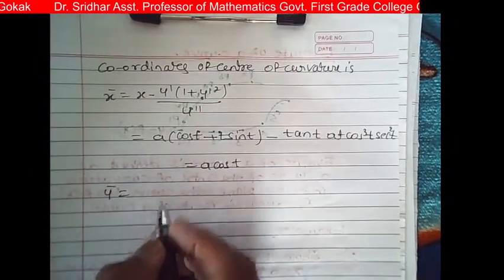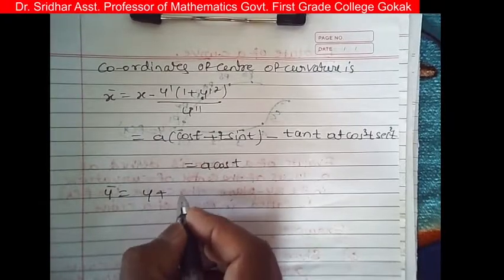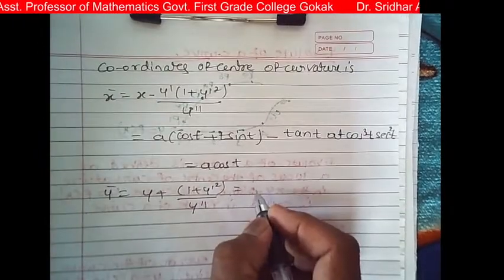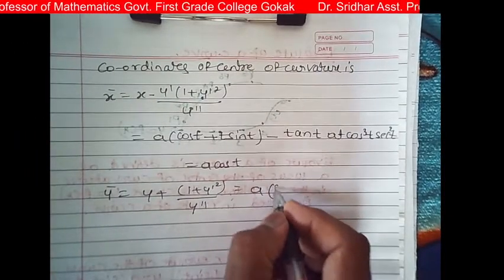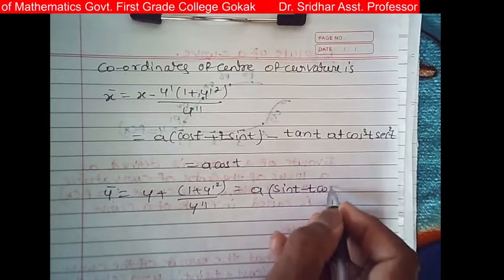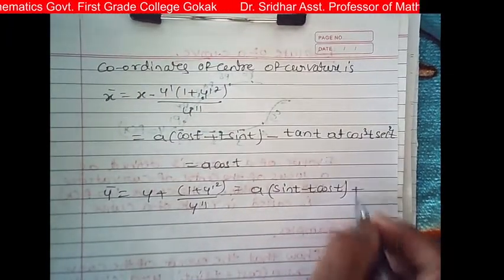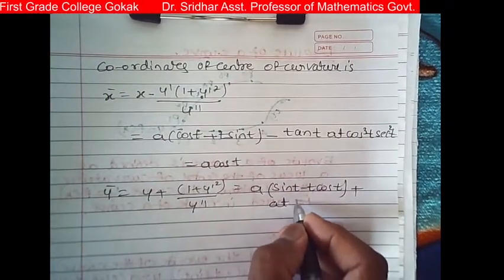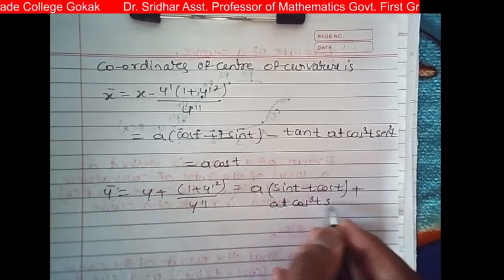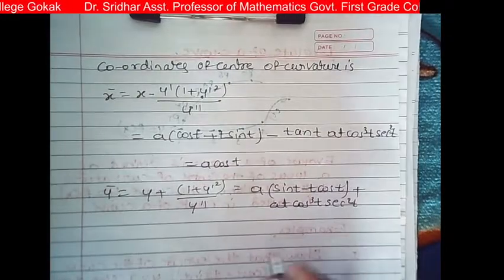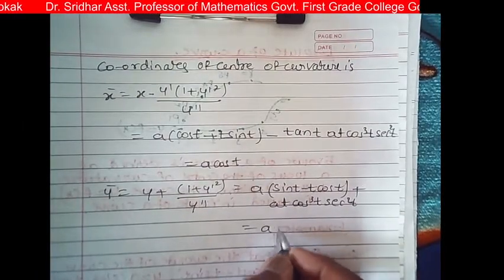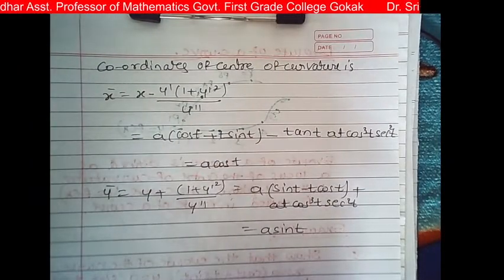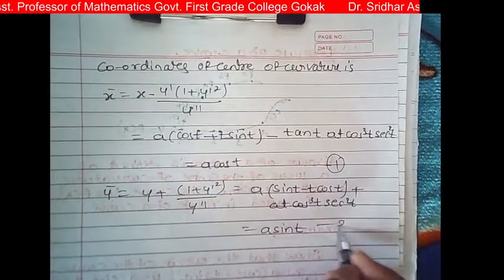Similarly, y bar, another coordinate, this is y plus 1 plus y dash square divided by y double dash. So which is a into y means a into sin t minus t cos t, then 1 plus y dash square divided by y double dash. After all simplifying, we will get at cos cube t sec square t. Okay, so here after simplification, which will get a sin t. So now this is equation, call this equation 1 and this is equation 2.